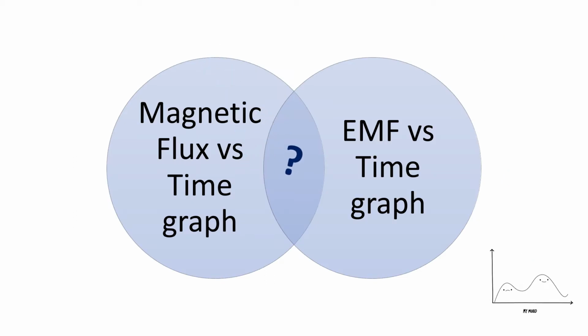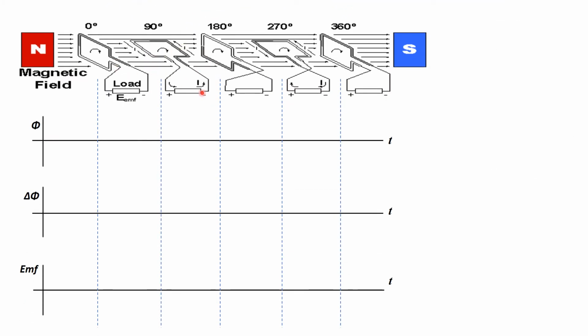Alright, now I'm going to be talking about the relation between the magnetic flux versus time graph and EMF versus time graph. Now, as you can see here, there's a coil rotating in a magnetic field. And we know that based on Faraday's law, EMF equals negative N times the rate of change of flux against time. This means that EMF equals the negative of the gradient of the flux against time graph. So in order to get the EMF against time graph, you would have to draw the first graph, differentiate it into the second graph, and then reflect it to get the EMF against time graph.